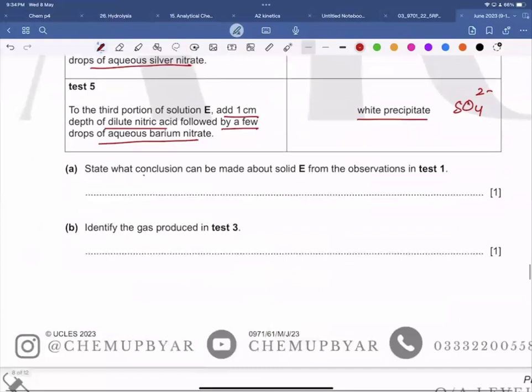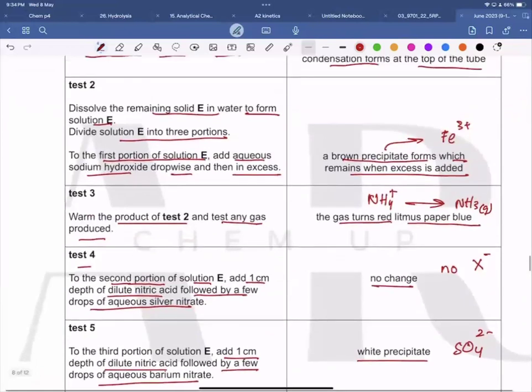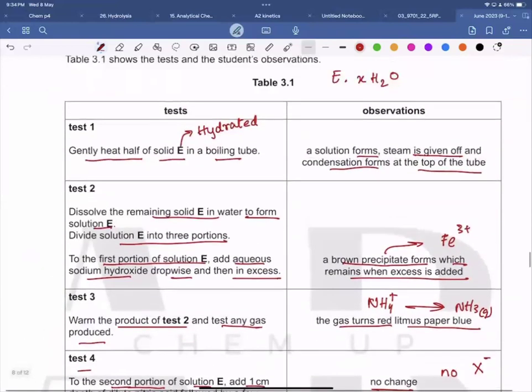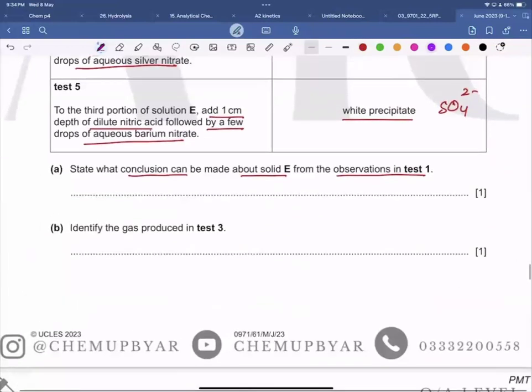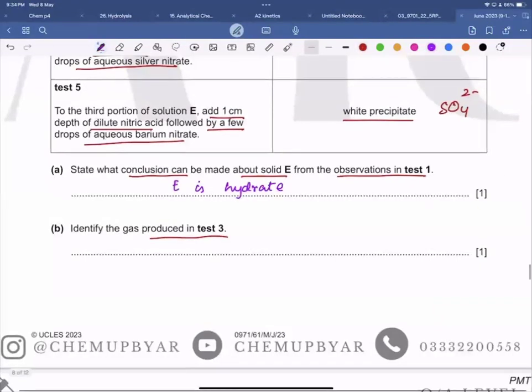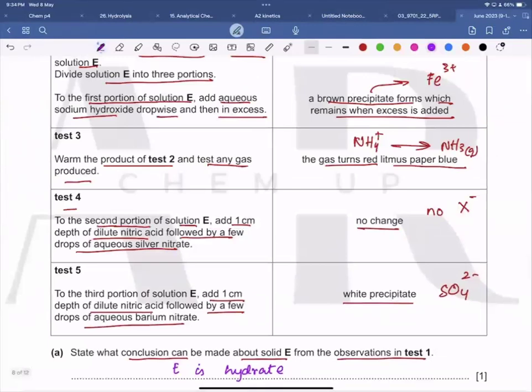Okay. State what conclusion can be made about solid E from the observation in test 1. So in test 1, we can identify that E is a hydrated compound, or E contains water in it. Identify the gas produced in test 3. So we have identified the gas, that is the ammonia gas, right?